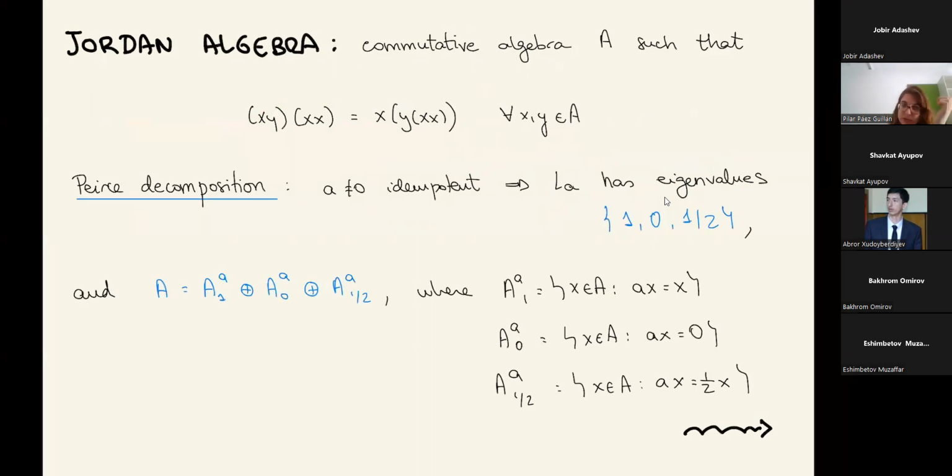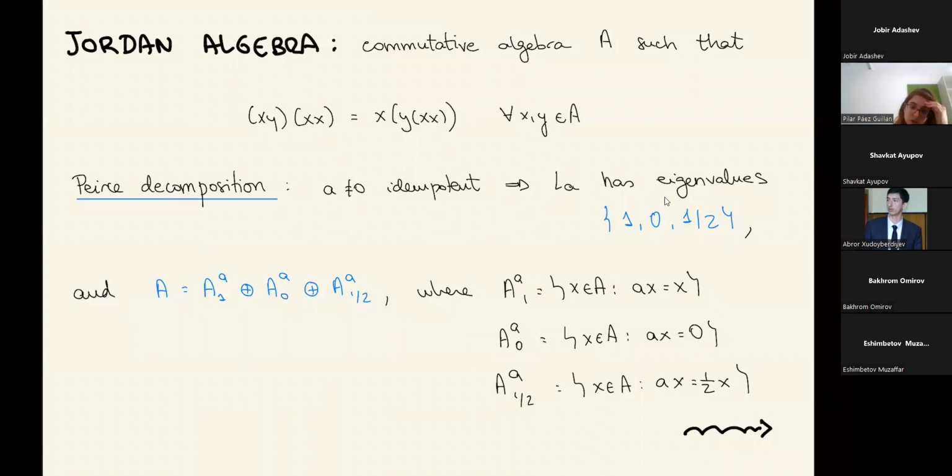Whenever we have an idempotent a, then the operator multiplying by the left, or in this case by the right, by my idempotent a, has always three eigenvalues: 1, 0, and 1/2. Well, we need to ask, of course, the characteristic of the field to be different from 2. And this operator is semi-simple, diagonalizable, and we can decompose our algebra as the direct sum of the eigenspaces.